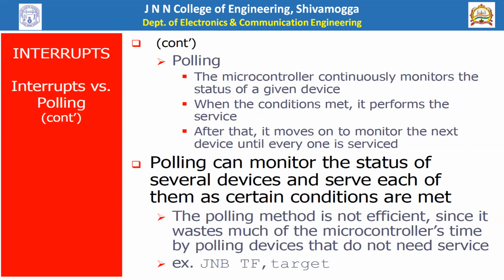So which is an efficient method? The efficient method is one where the device, whenever it is ready, itself interrupts the microcontroller, so that the microcontroller can go on doing its work. Whenever the device needs it, it interrupts the processor. That method is always efficient. So polling is not efficient.